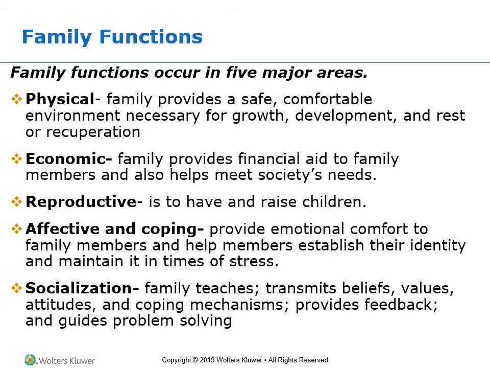Family functions can occur in five major areas. The family helps provide safe, comfortable environments. They are needed for growth and development, rest and recuperation. Economically, our family provides financial aid to our family members and it helps meet the needs of society. The family can help reproduce, so we're reproducing, we're raising children. The family can help with affective coping.